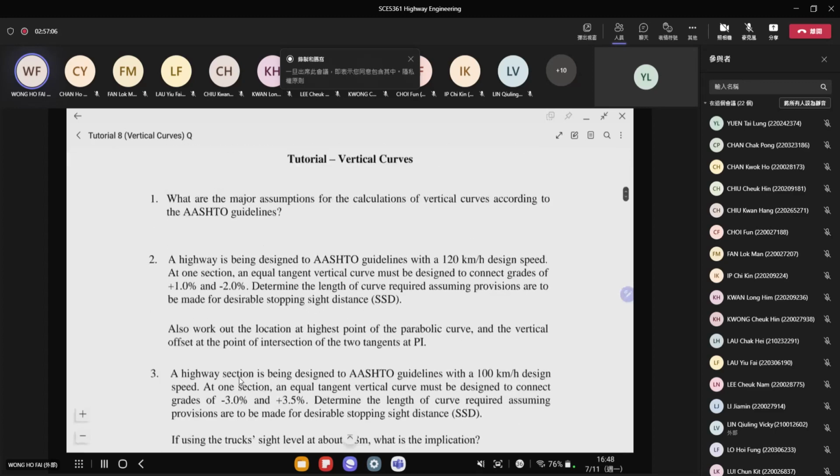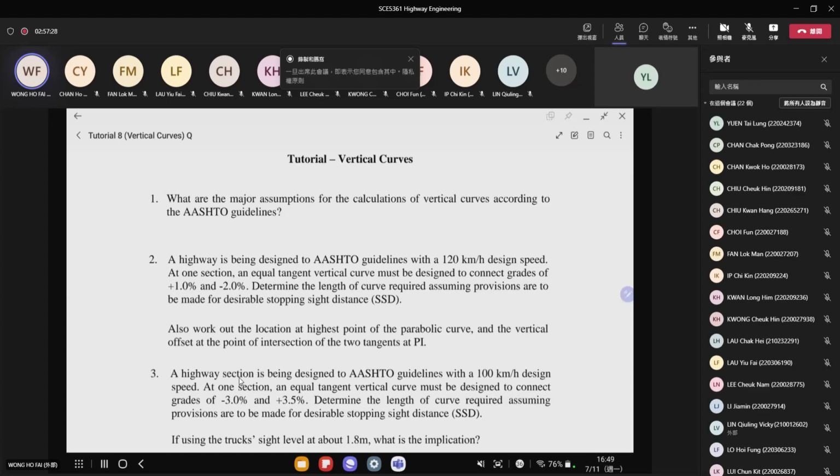For the first one, what are the major assumptions and calculations of vertical curve according to AASHTO guideline? For this one, I think you can refer to the notes, and then you will know what the major assumptions are. Because we have the height assumption for the driver's eyes, and then the obstruction height.